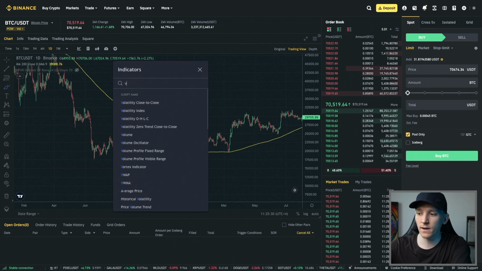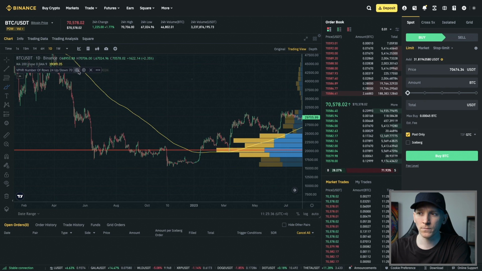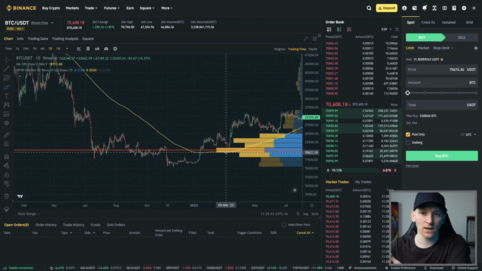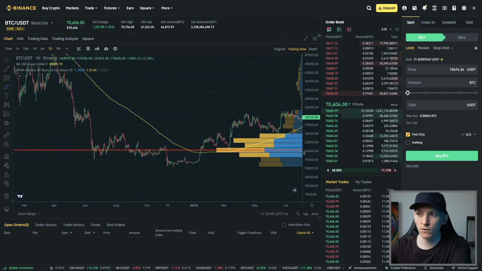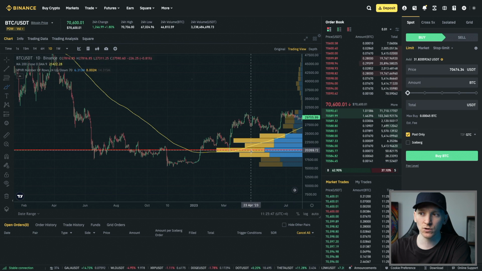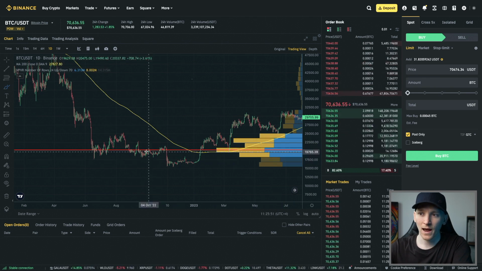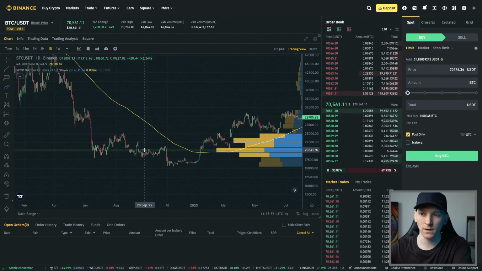So technical indicators, volume. I've used the volume profile visible range here, so I'll click this on. This just shows us where the most volume is traded at any given price. This is the volume here, and this is the price. It shows us that at this price, this is the most traded volume. Yellow and blue is just buy and sell volume. And this red line is the specific price at which the most volume is traded.